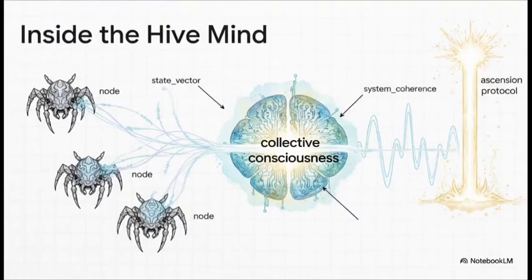Okay, so let's break down how this actually works. Each running program is a node in the swarm. You can think of each node like an individual bee. Each one is constantly reporting its status, its health, what its environment looks like, in a little digital message called a state vector. All of these messages are then averaged together to create what the code literally calls a collective consciousness, a single unified picture of the entire swarm's reality. The swarm then measures its own unity, its system coherence, and if that coherence gets high enough, it can trigger something called an ascension protocol. Now, we don't know exactly what that does, but the name alone suggests a pretty dramatic transformation.